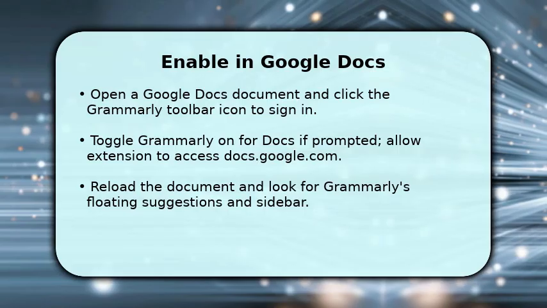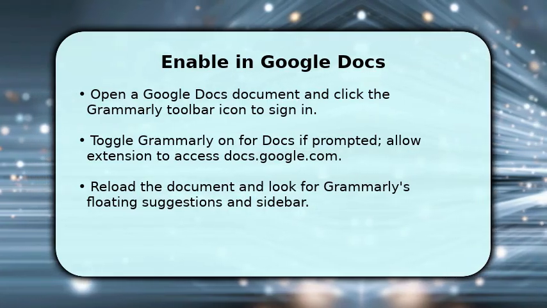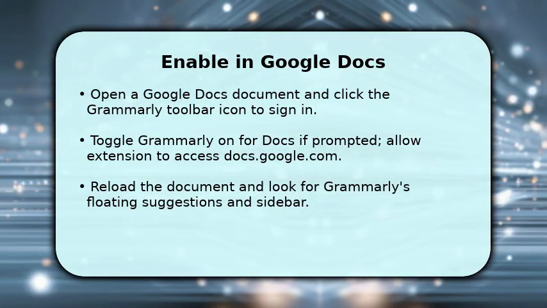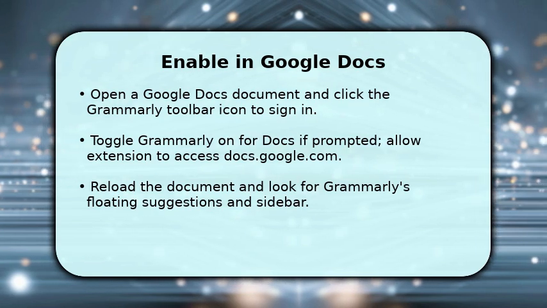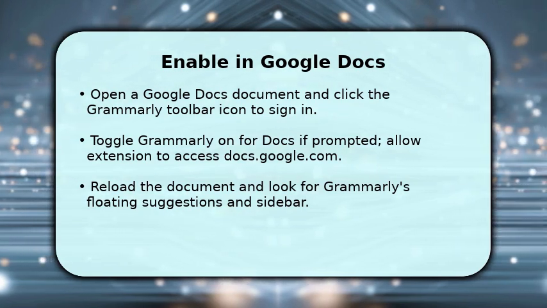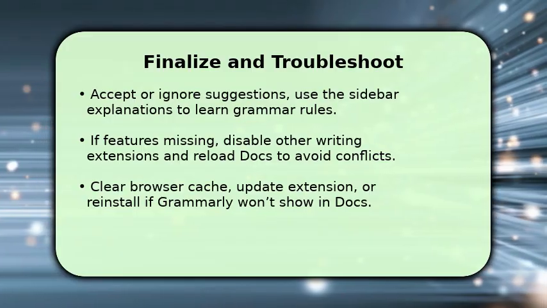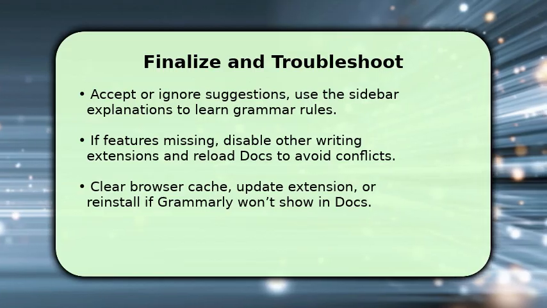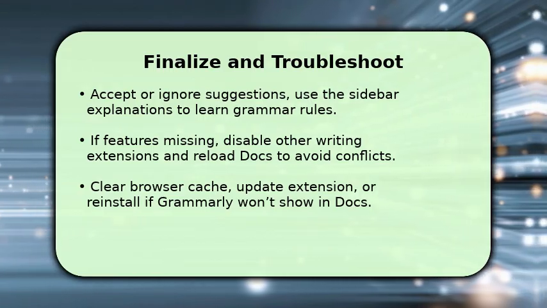Once enabled, reload the document and watch for the Grammarly button or sidebar to appear. You'll get real-time underlines and a sidebar with explanations, so you can accept corrections. To finish, go through suggestions and accept or dismiss them. Use the sidebar to understand why Grammarly recommends changes so you improve over time.